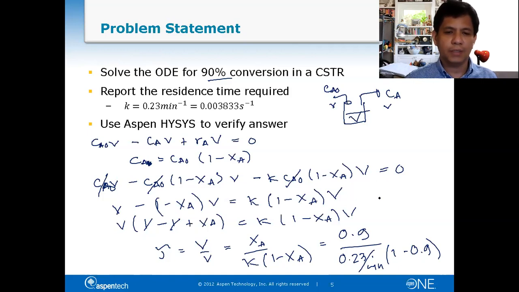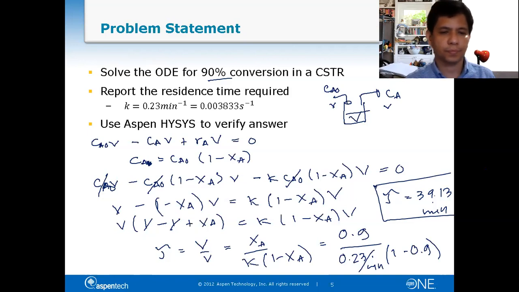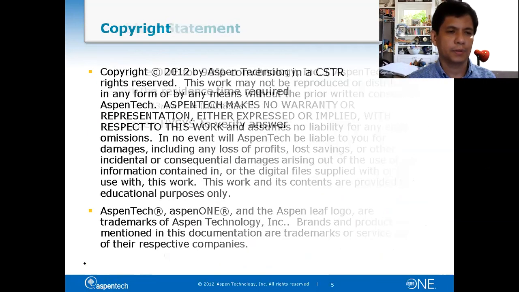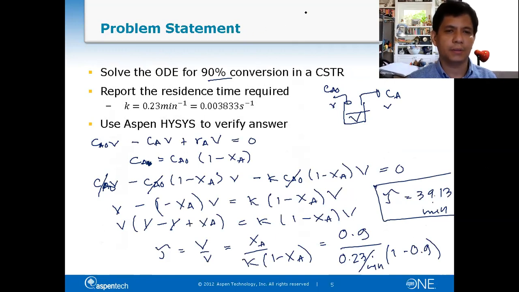So yun yung papalabasin natin sa Aspen Hysys. Ano? Yung residence time na 39.13. Okay? So basically we're going to solve the same problem in Aspen Hysys. So let me share the Aspen Hysys.